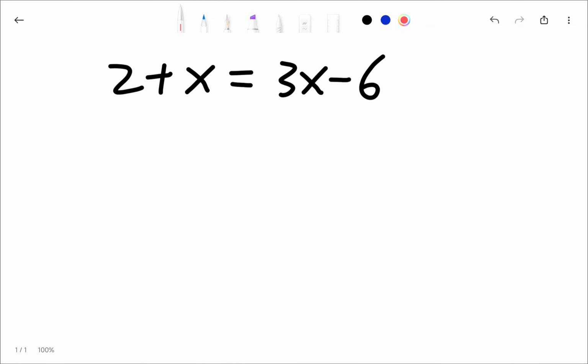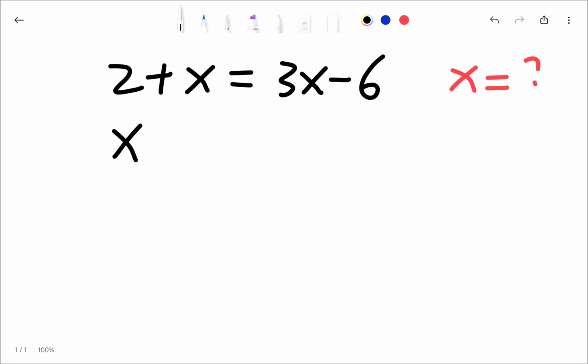Our goal is to have x equals a number at the end. In order to get this, we need to move everything that contains x to one side of the equal sign and all the numbers to the other side. When we do that, we need to change the sign of all these numbers. So for this question, let's move 3x to the left-hand side and move this positive 2 to the right-hand side.